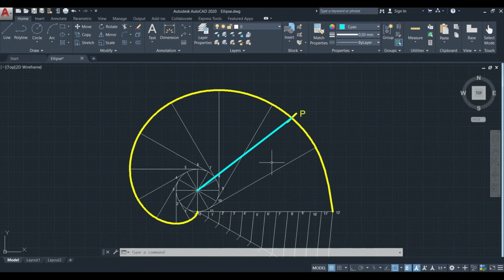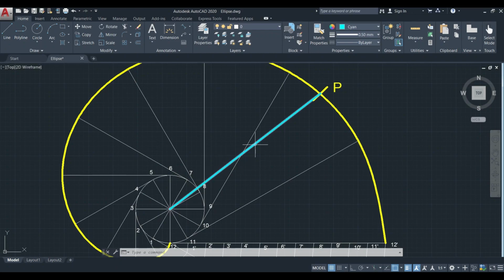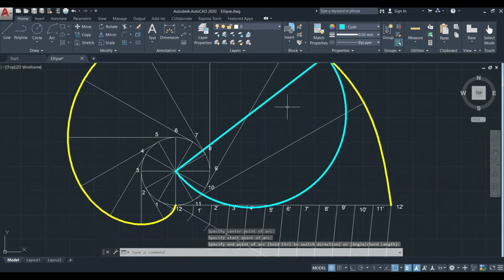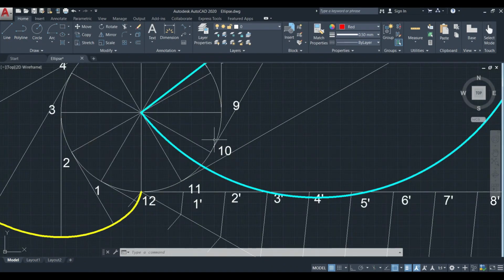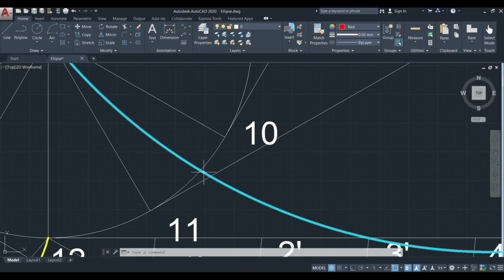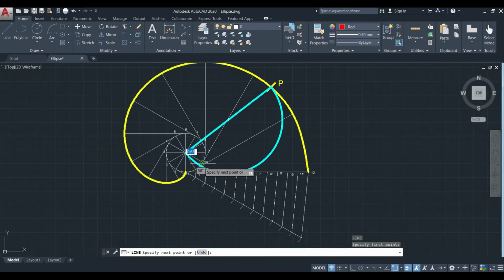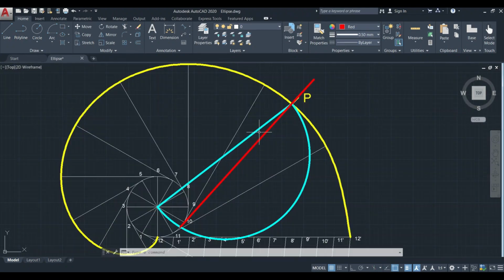Then we have to draw a semicircle having the center at the midpoint of this line drawn here. Then we have to draw a straight line connecting the intersection of this semicircle and the circle at this particular point and the point P. This is the required normal, and for the tangent we have to draw a line perpendicular to the normal at the point P.